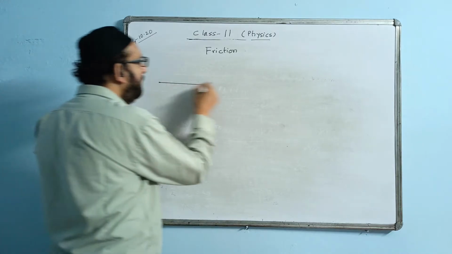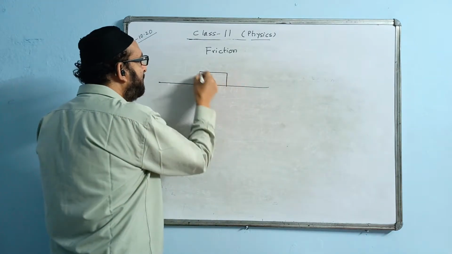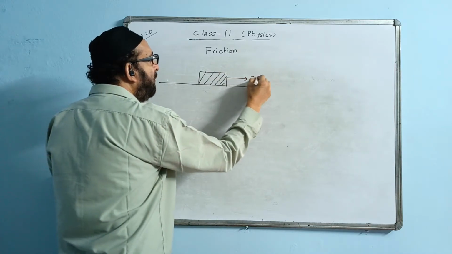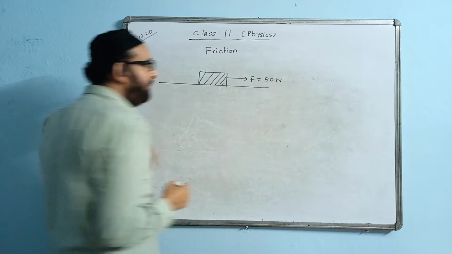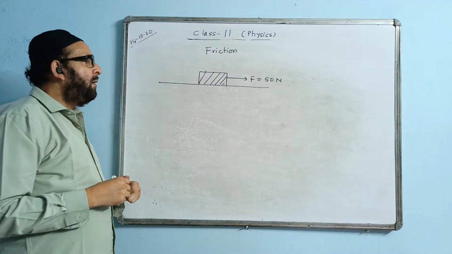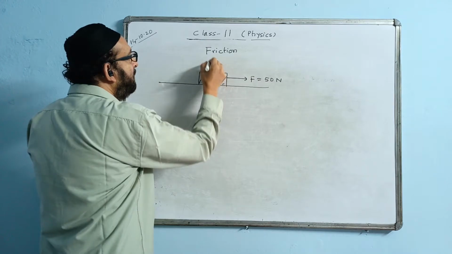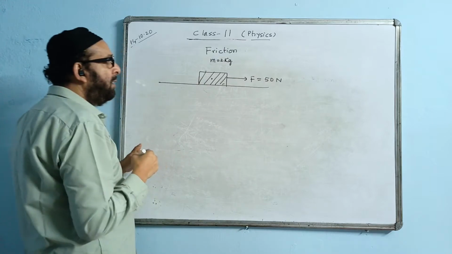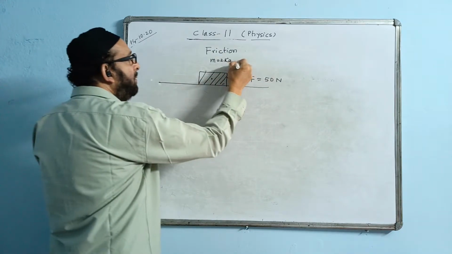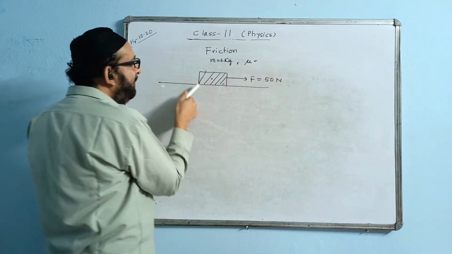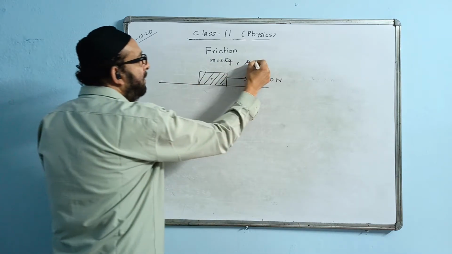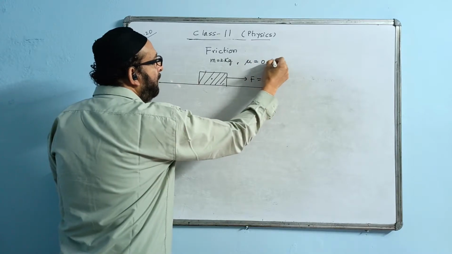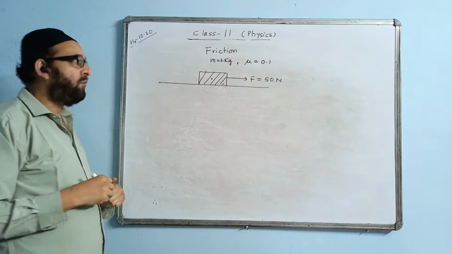Let us take a body on a rough surface, not a smooth surface like this. We are applying a force of 50 Newton here like this. The mass of the body is given, say 2 kg. And the coefficient of friction between the body and the surface is given. I take the coefficient of friction value mu as 0.1, for example.